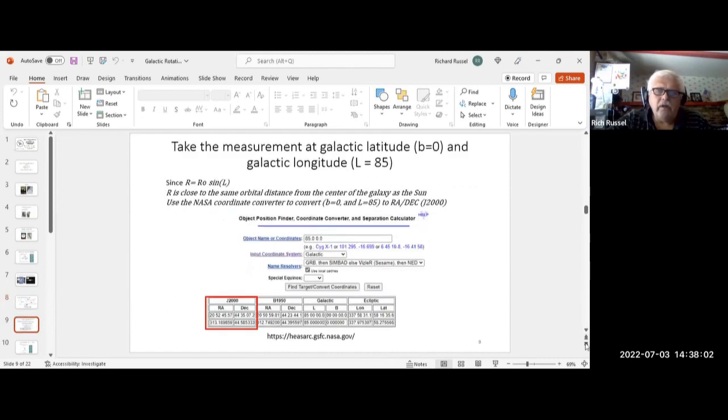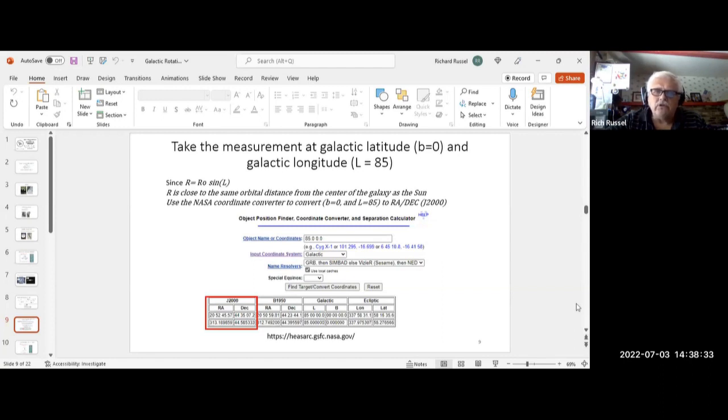So this is the one thing that I always have trouble with, because I don't have a ready calculator for it: how do you change? I know I want to get the galactic coordinates. I want to be at galactic latitude 0 and galactic longitude of 85. But what is that in right ascension declination?